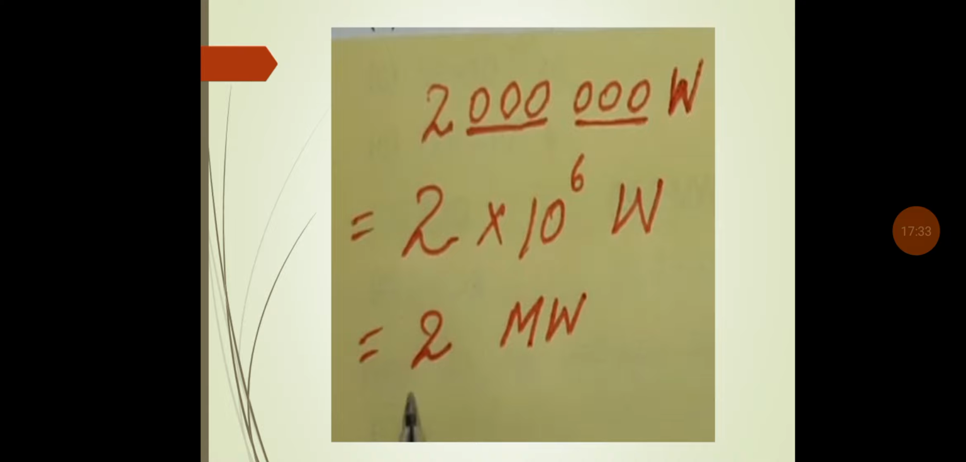5000 gram: we convert the three zeros into 10 power 3, and 10 power 3 equals kilo, so it will be 5 kilogram. Similarly, these 6 zeros convert into 10 power 6, and 10 power 6 equals mega, so it will be 2 megawatt.